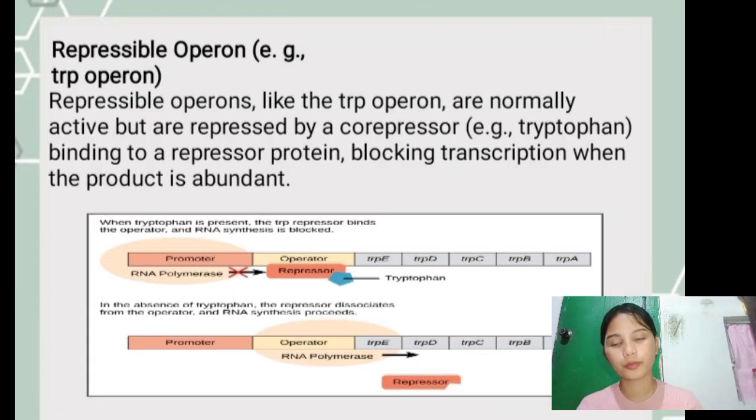There are two types of operon, repressible operon and inducible operon. Repressible operons, like the trp operon, are normally active but are repressed by a corepressor binding to a repressor protein, blocking transcription when the product is abundant.